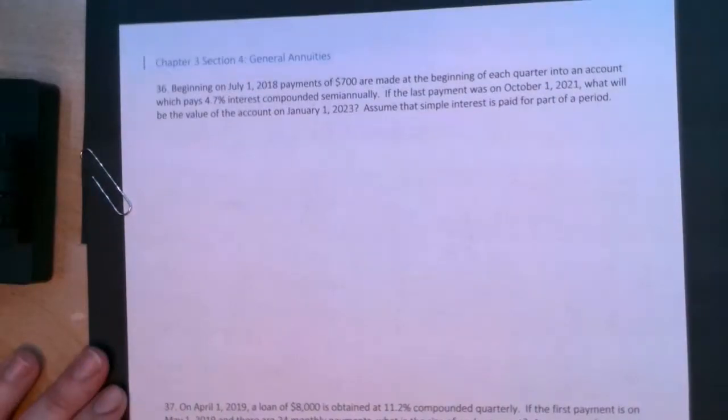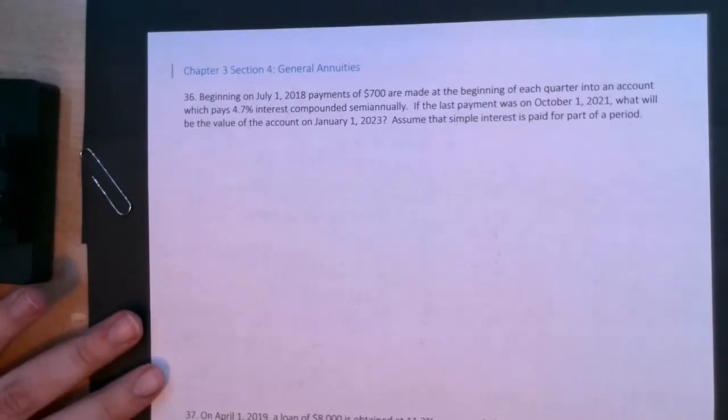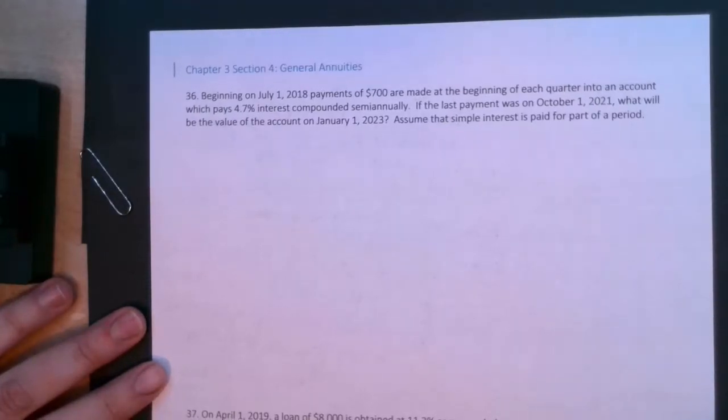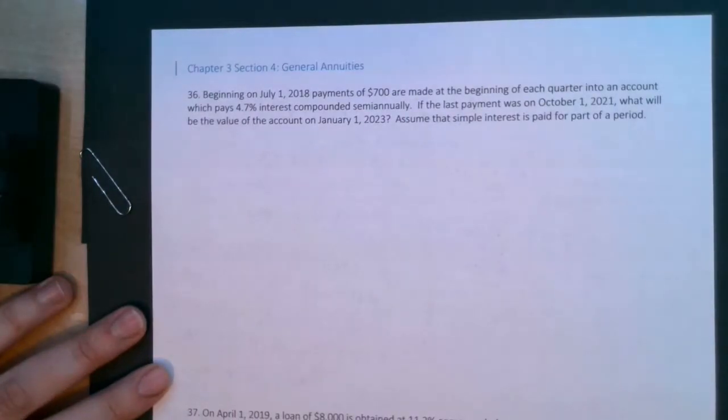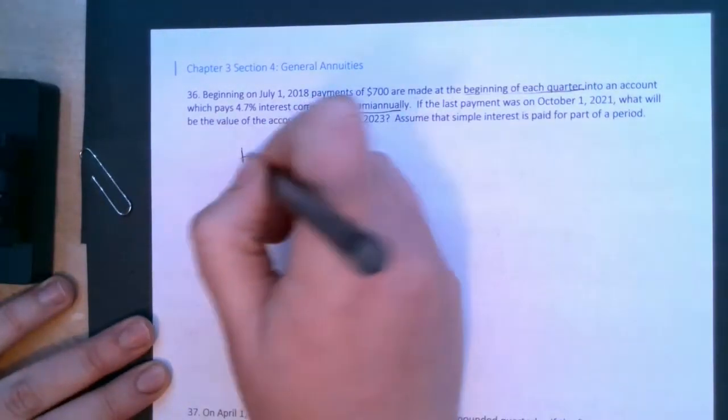So in Chapter 3, Section 4, General Annuities, we are still working with the annuities where there is simple interest for part of a period. For number 36, you're supposed to try this. You should have tried this one on your own, and here are just some highlights of the problem. You're converting from quarterly to 6-month intervals, because here we have payments at the beginning of each quarter, and then we're compounded semi-annually.